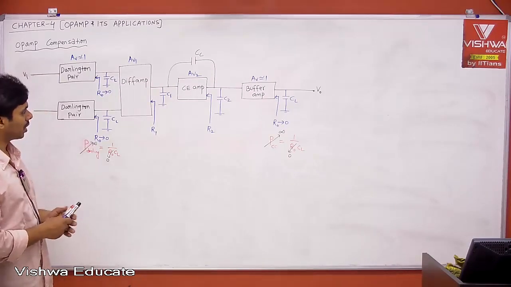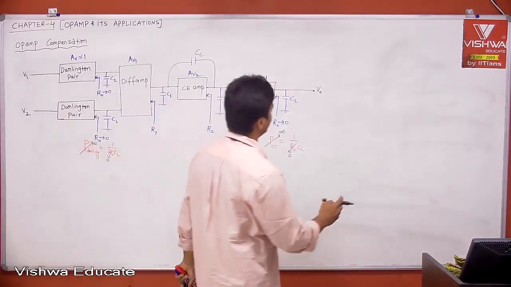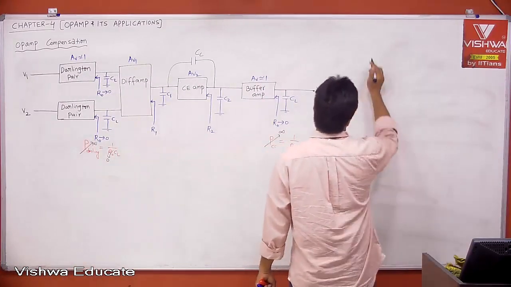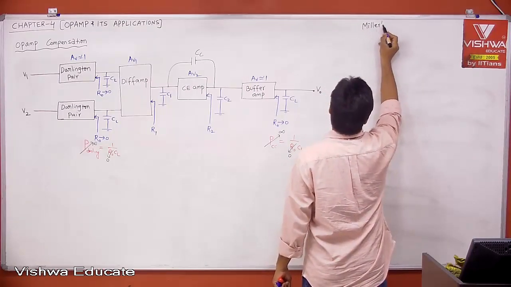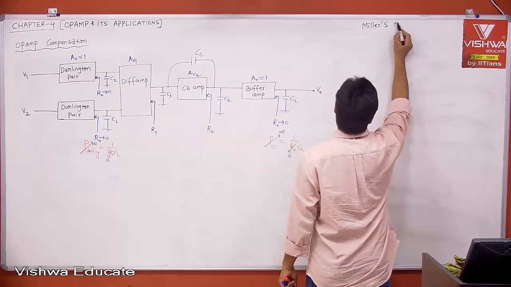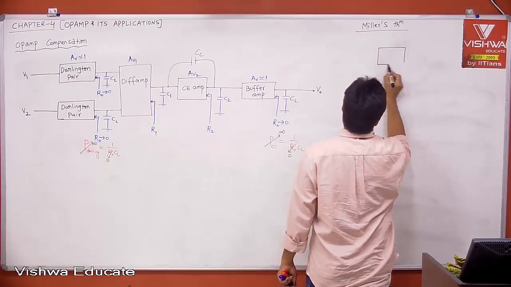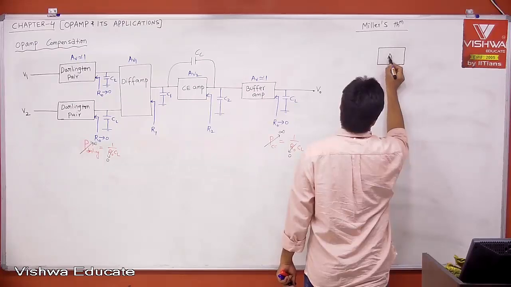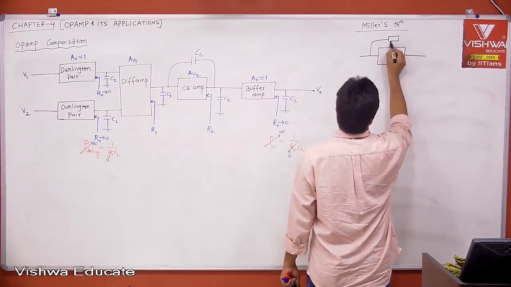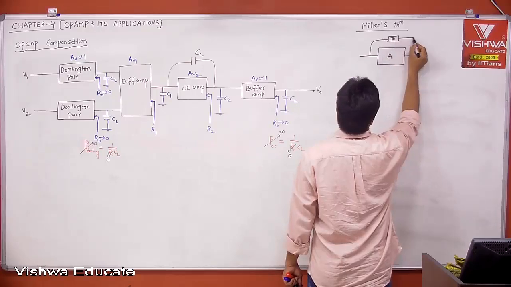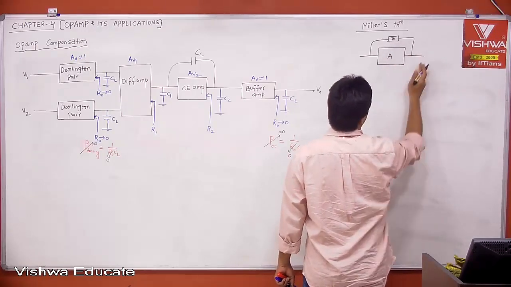Over? Okay, now let us apply Miller's theorem. What is Miller's theorem? I'm just taking it back. If you have any stage with gain A, with an input and an output, and there is an impedance Z between input and output, this is equivalently represented as follows.